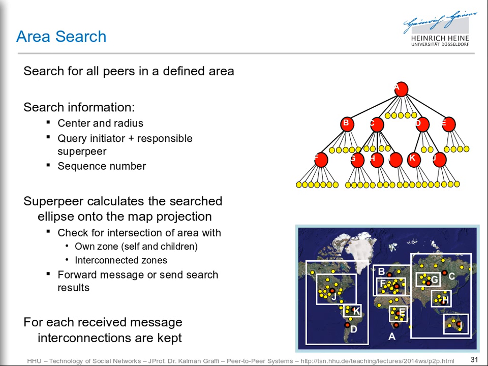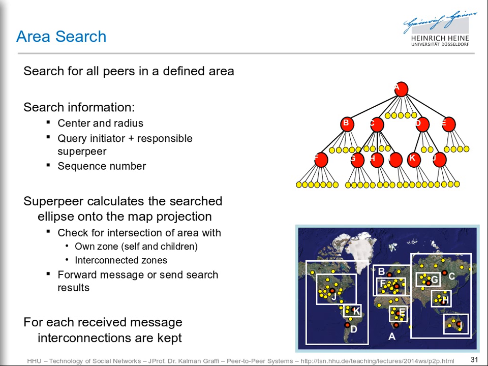Okay, now we want to understand how to start an area search, so how to get all peers in a defined area. First of all, what is the input? We have the search information with a center and a radius, the query initiator and its responsible superpeer, and the sequence number, which is used to avoid duplicate responses.